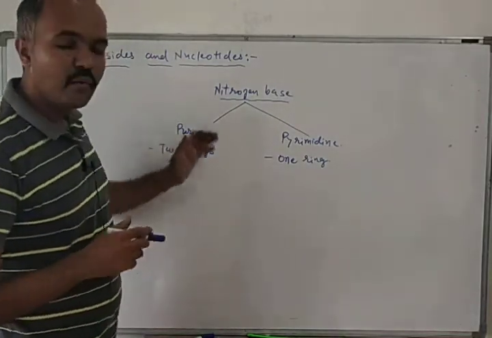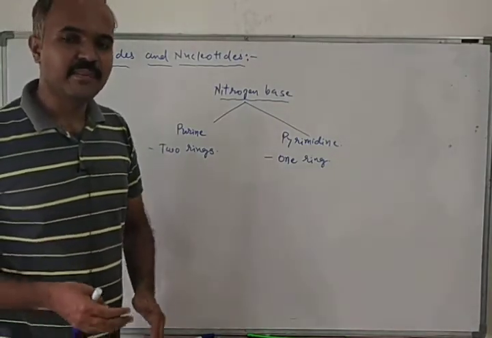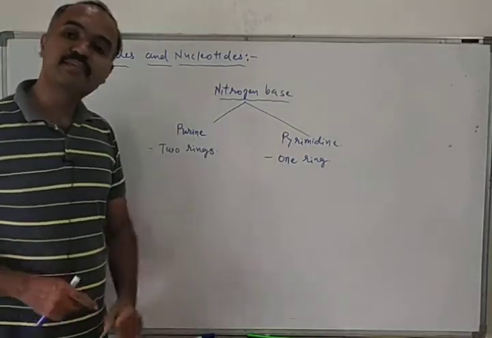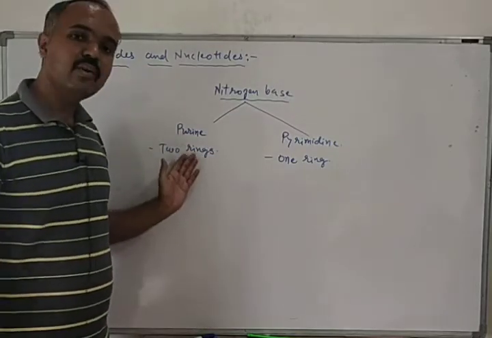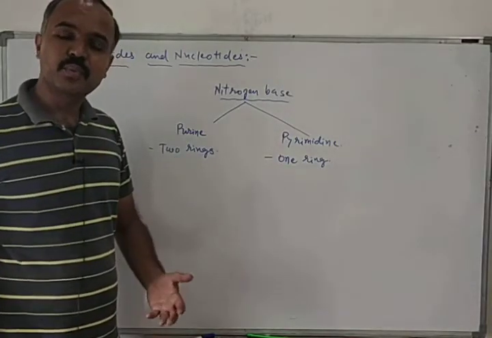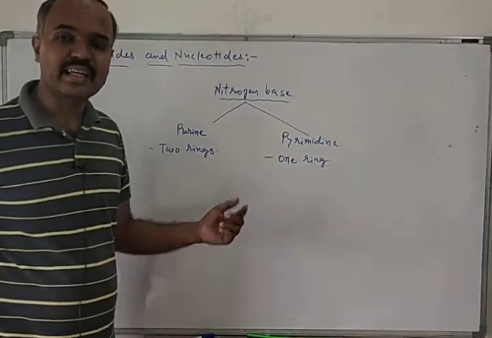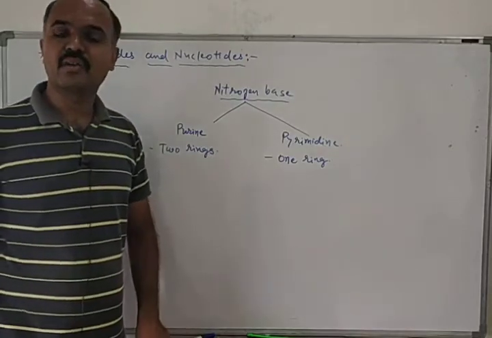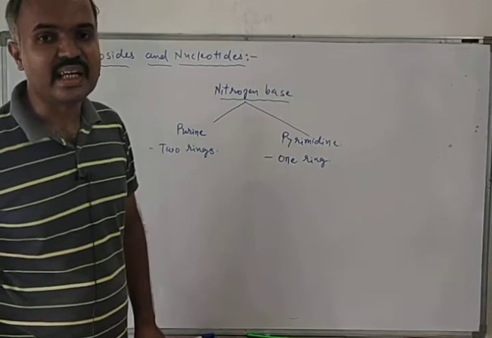So what is nitrogen base? Nitrogen base is a heterocyclic ring which is found in nucleotide and nucleoside. Nitrogen bases are of two types: purine and pyrimidine. Purine nitrogen base has two heterocyclic rings in its structure, whereas pyrimidine nitrogen base has one heterocyclic ring in its structure.